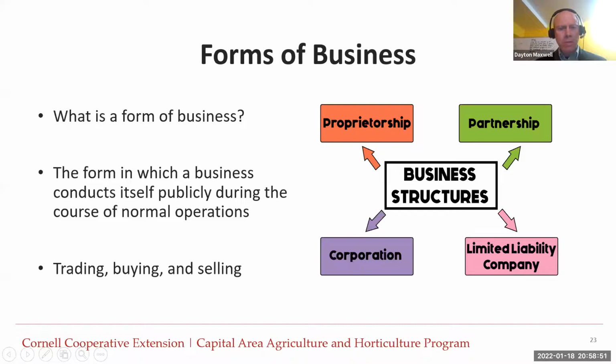So what I want people to think about: a form of business is an entity that's separate from your person. Well, not necessarily, but it conducts itself publicly in trading, buying, and selling. These are the typical ones: sole proprietorship, which has no separation from your person, partnership, corporation, and limited liability company.